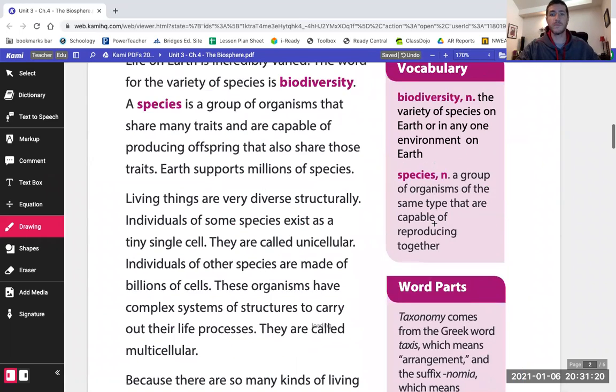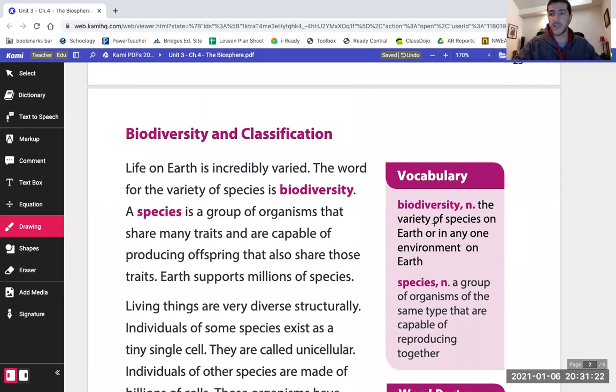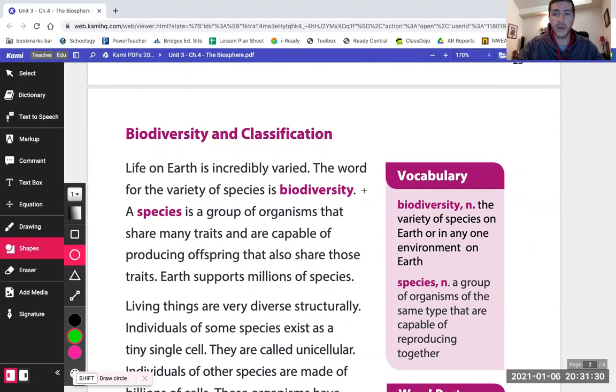Moving on. A couple of things that we do in fifth grade is classification. This section is called biodiversity and classification. So I'm going to circle these. Whoa, that looks terrible. Let's try that again. Still not that good, but I'm okay with it. Biodiversity, for us in vocabulary, means the variety of species on Earth or in any one environment on Earth. And a species is a group of organisms of the same type that are capable of reproducing together, making more of those.